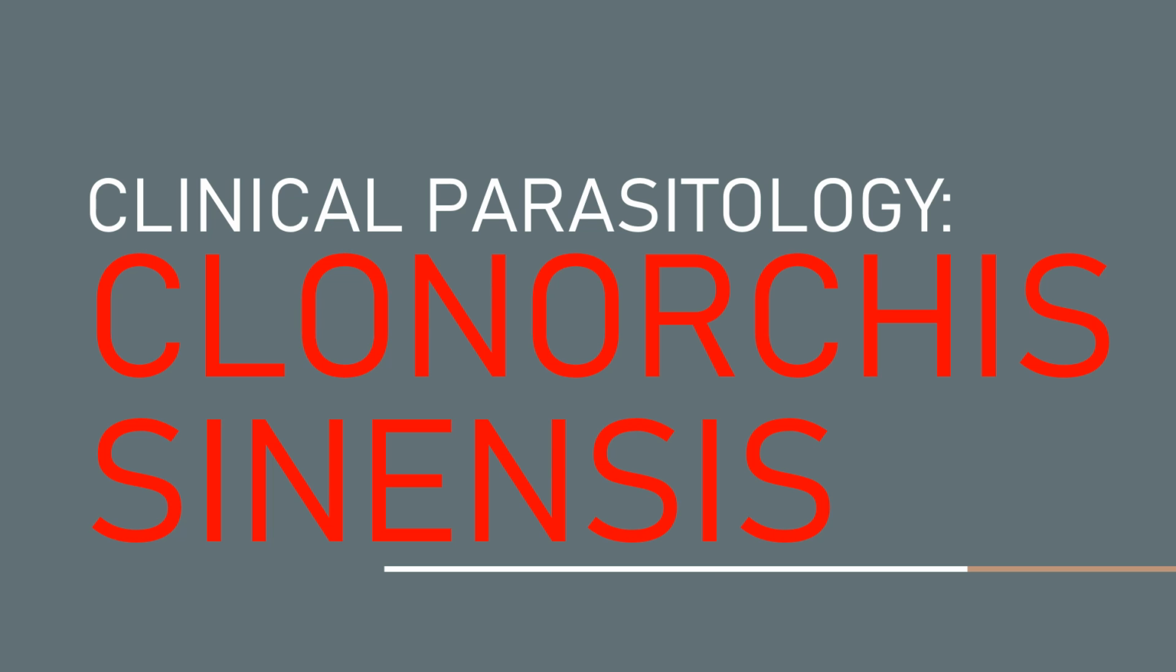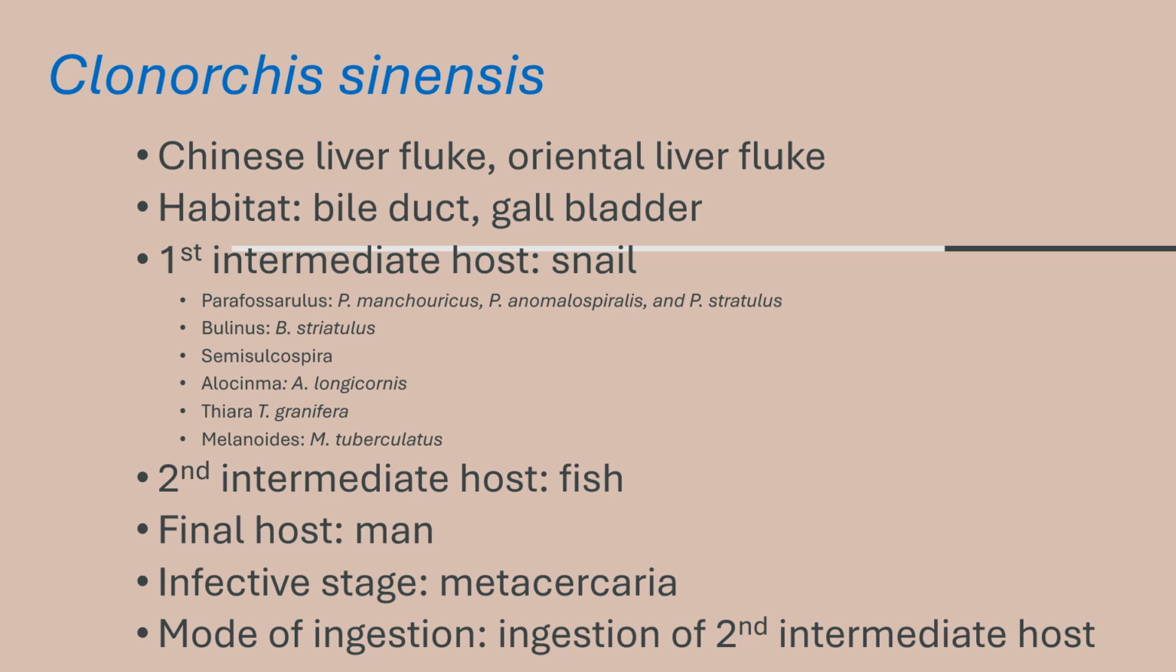Good day. Let's take a look at Clonorchis sinensis. This one is under the trematodes. Clonorchis sinensis is commonly known as the Chinese liver fluke or the Oriental liver fluke. The habitat of Clonorchis sinensis is the bile duct and the gallbladder.